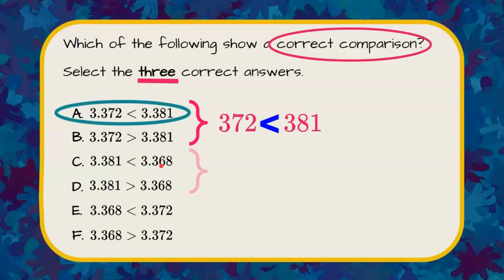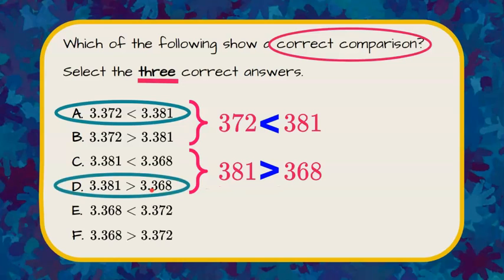Now let's look at choices C and D. Noticing here that we have 3 and 381 thousandths, as we do in D, and the second value is 3 and 368 thousandths, just like in D. So here we can do the same thing and compare the decimal part of the number, 381 thousandths and 368 thousandths. Just as we would compare a number 381 to 368, we know that 381 is larger than 368, giving us that answer D is the correct one out of these two choices.